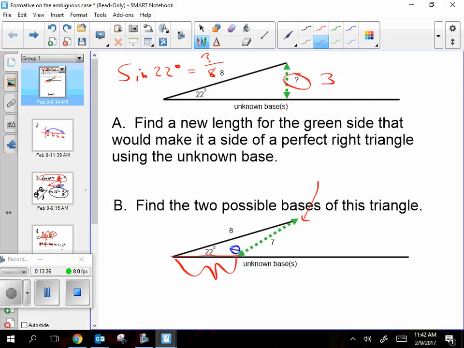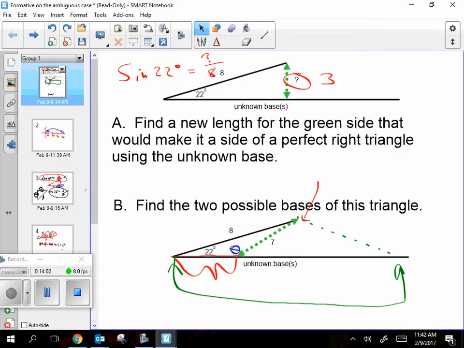And, of course, this could have swung the other way. I hope by now you've figured out that we've got an ambiguous case situation there where I could have swung my 7 out the other way. So what's the base if it's short like this, and then what's the base if it's this huge long distance here? Find the two possibilities. Well, just do them one at a time, and I'm telling you, start by finding that little blue angle, and then notice something.